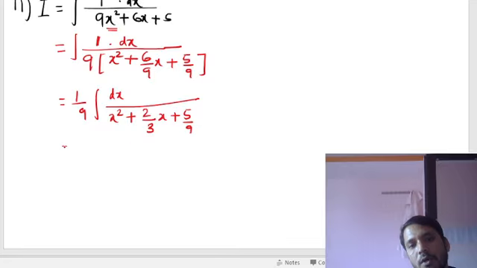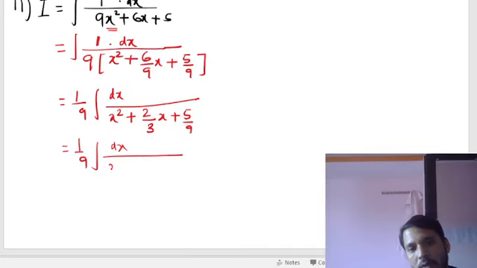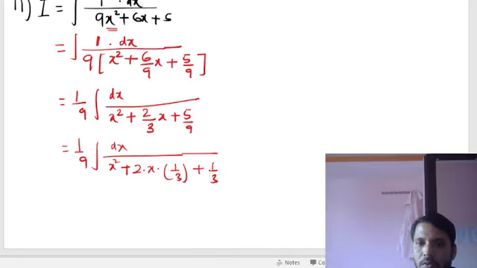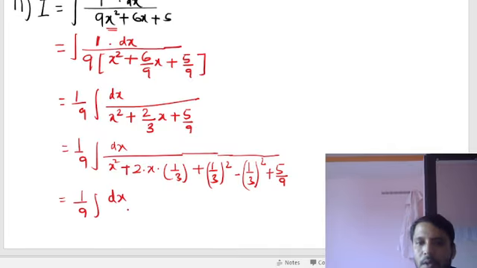Right, now 1 by 9 stays as it is, and here we apply the a square plus 2ab plus b square concept. What is a square? x square. 2ab: 2 is given, a is x, so b will be 1 by 3. If b is there, its square should also be present, so 1 by 3 whole square should be present or not. If we are adding it, we also have to subtract 1 by 3 whole square, and then plus 5 by 9 as it is.